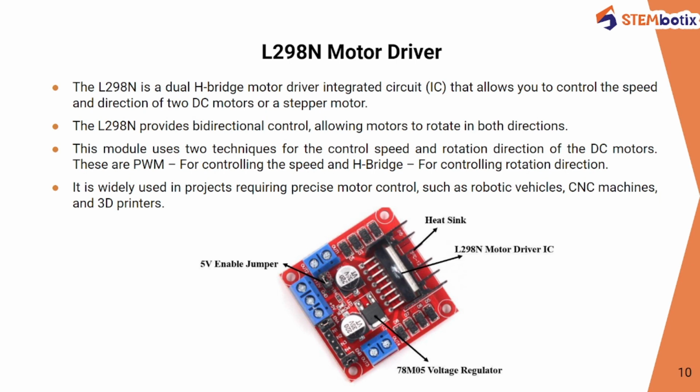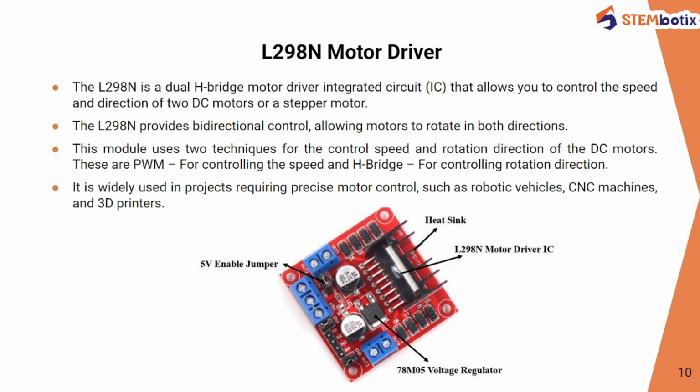PWM is a technique in which the average value of input voltage is adjusted by sending a series of on-off pulses, and this average voltage is proportional to the width of the pulses, which is referred to as the duty cycle. The higher the duty cycle, the higher the average voltage applied to the DC motor, resulting in an increase in the speed of the motor. So this is how the increment of speed gets done.